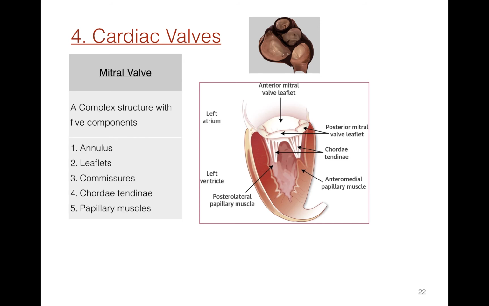The fibrous annulus, the structure from where the leaflets hinge, the leaflets themselves, and commissures where the leaflets separate, the chordae tendineae and papillary muscles inferior to the valve leaflets, and these, importantly, the chordae and papillary muscles, anchor the leaflets and limit their amount of motion, particularly when the ventricles contract.